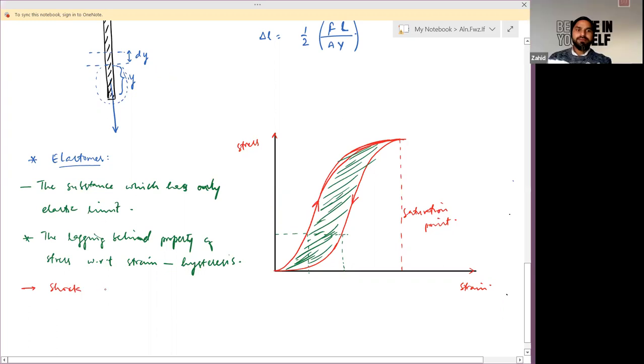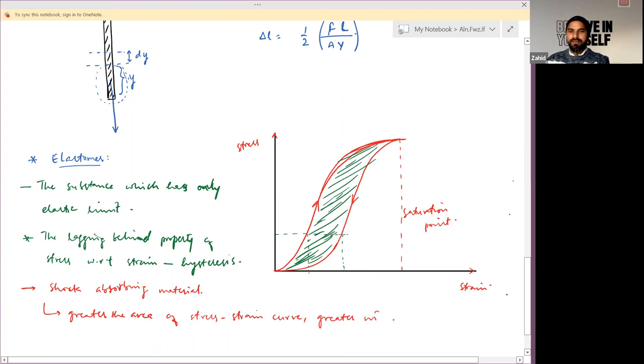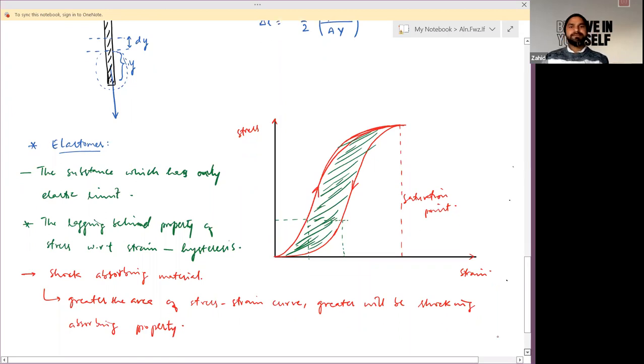So elastomer are shock absorbing material. Greater the area of stress strain curve, greater will be shock absorbing property. Okay, just write it down to this part. Okay, sir.